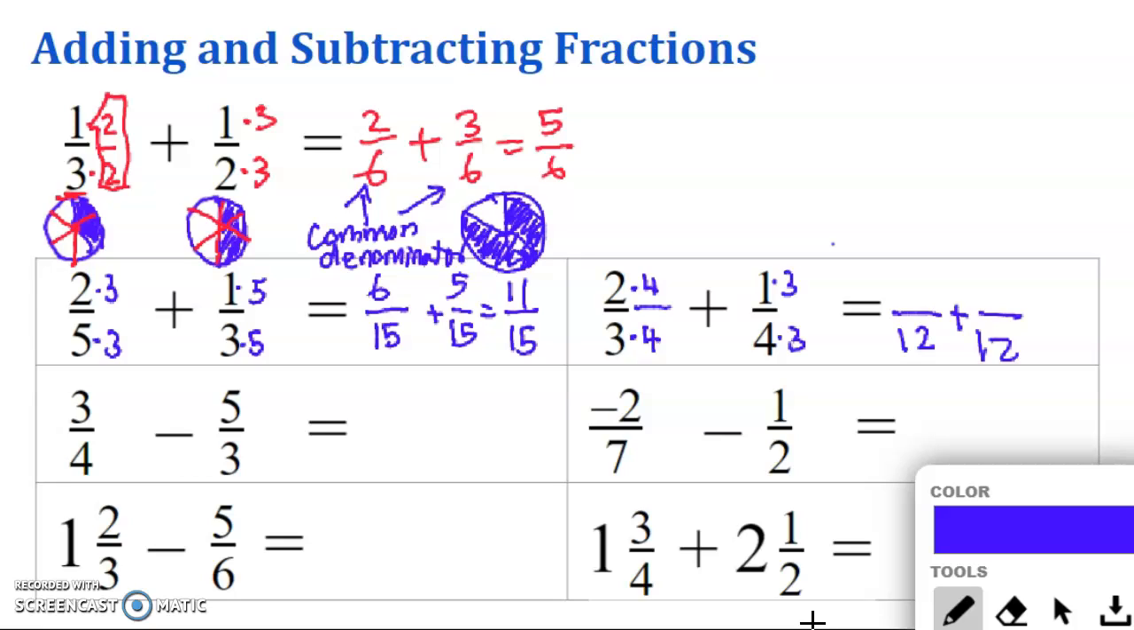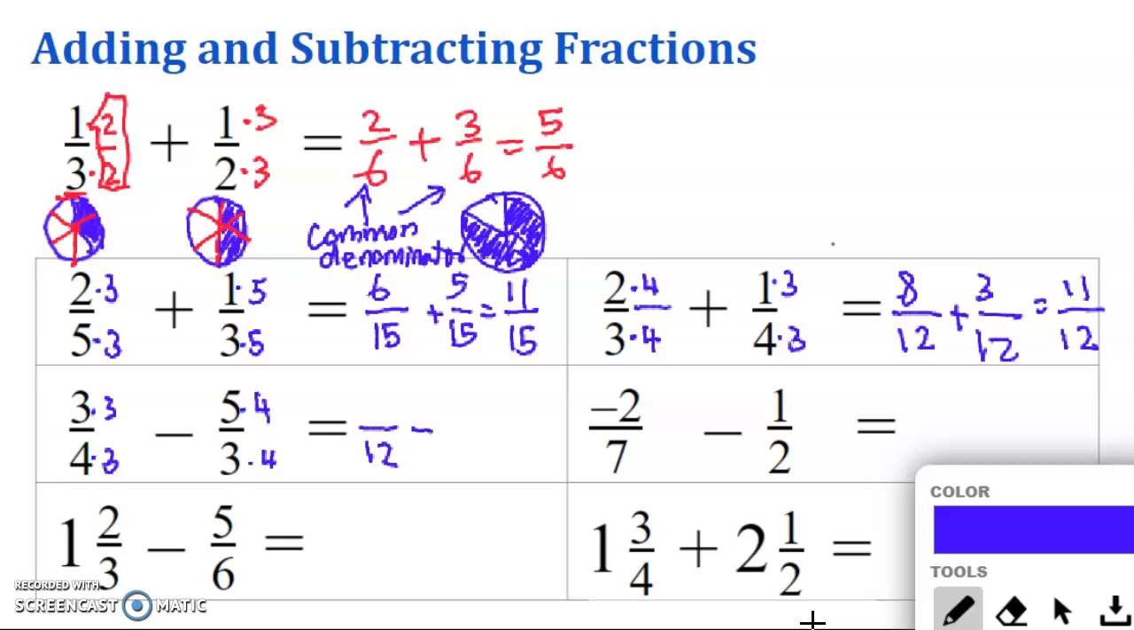So that becomes 2 times 4 is 8, and 1 times 3 is 3. So 8 plus 3 is 11 pieces out of the 12. Let's keep going. Again, 4 and 3, so we're converting into 12. So we're multiplying this by 3 and the top by 3 as well, and this by 4.